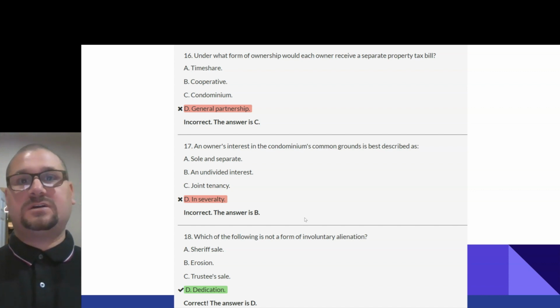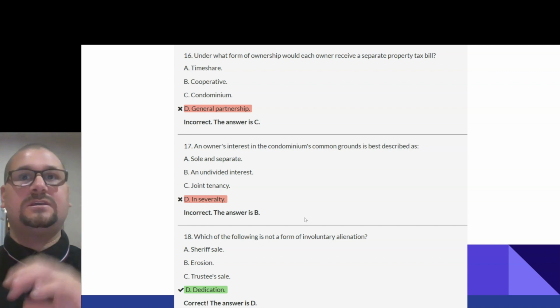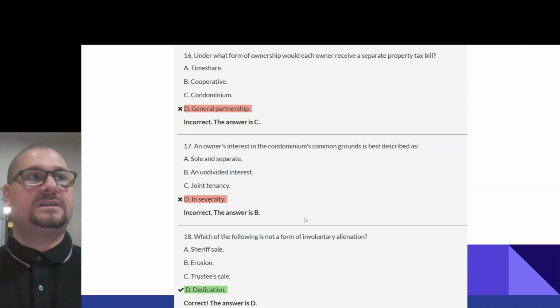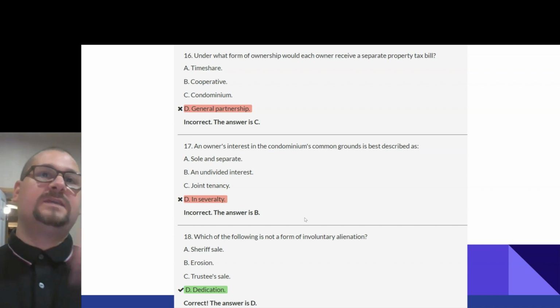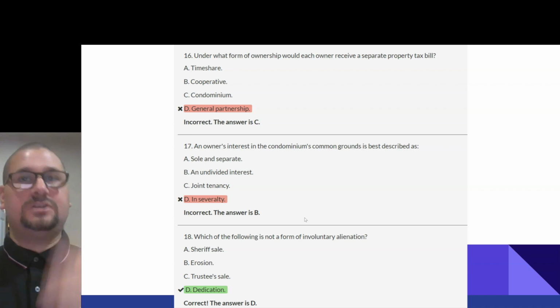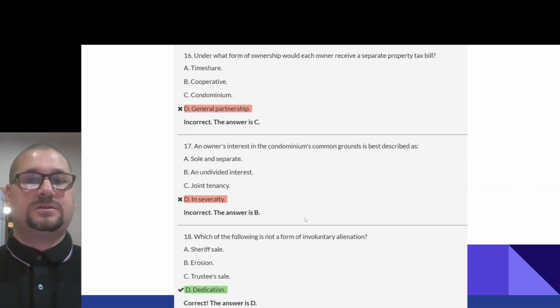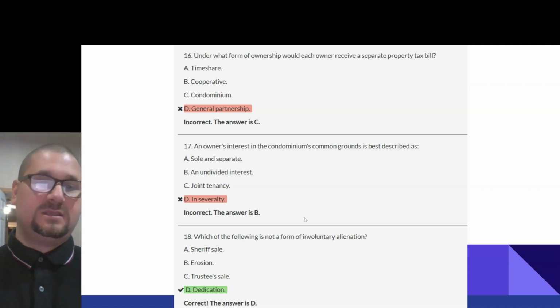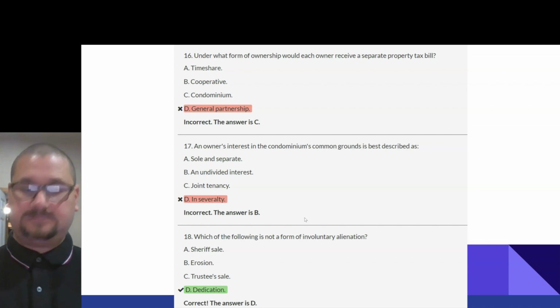A sheriff sale is you're getting evicted, right? That's involuntary. Erosion, someone is eroding, that's involuntary. Trustee sale, the trustee is selling it, and you're not volunteering it. Dedication is voluntary alienation. Again, you're doing this as a gift or a deed, and you're doing this voluntarily. So the answer is D.